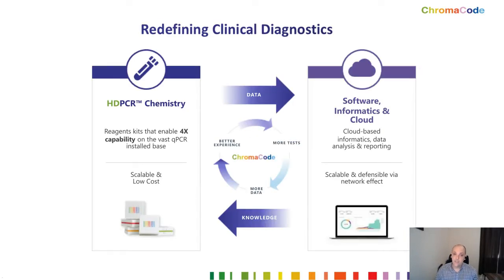Key features: we have the reagent kits that enable the 4x capability on the qPCR installed base, but then using the software informatics cloud, you get data analysis and reporting for the customers, a scalable network effect, as well as knowledge that feeds back to us to help us improve the tests, improve the customer experience, and be able to deliver more to those customers.